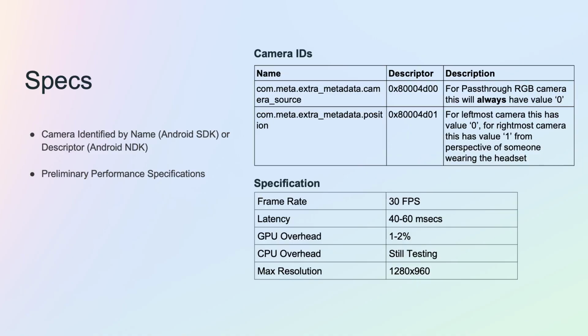On the CPU overhead, we're still testing. Our initial numbers on this are between 2 and 4% of total compute. What that ends up being on the app core, I'm not sure. So we're still working on that. And of course, we'll publish those numbers in more detail as we get those tested.